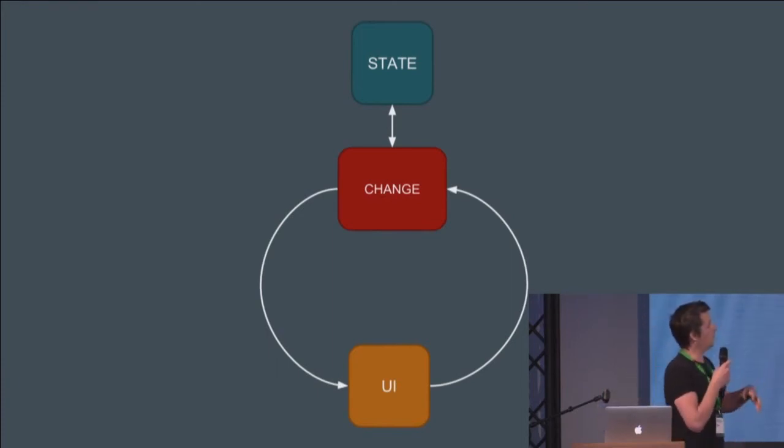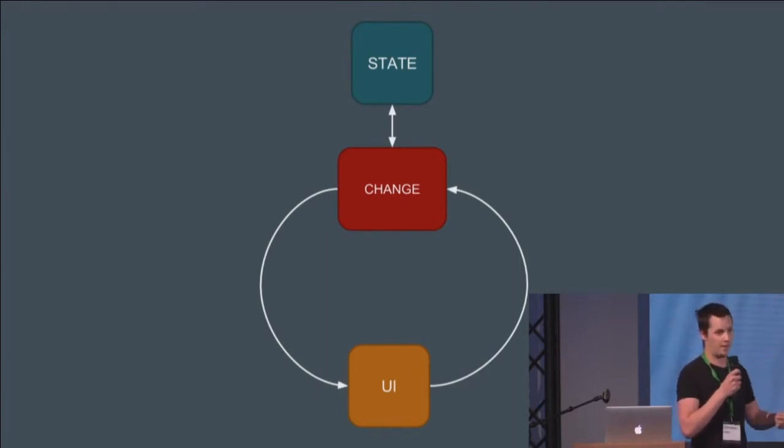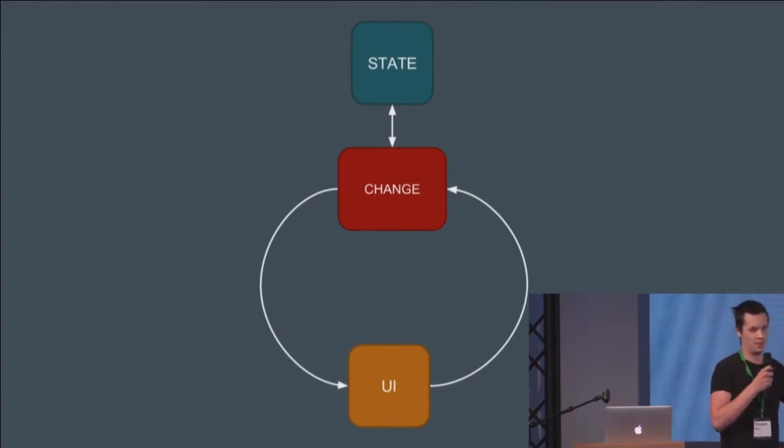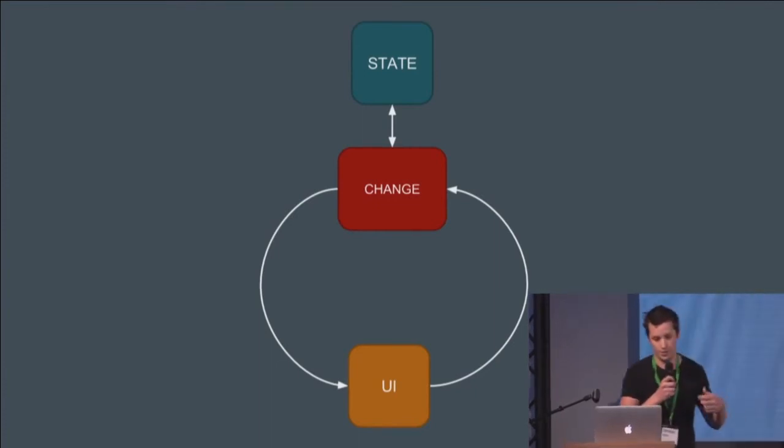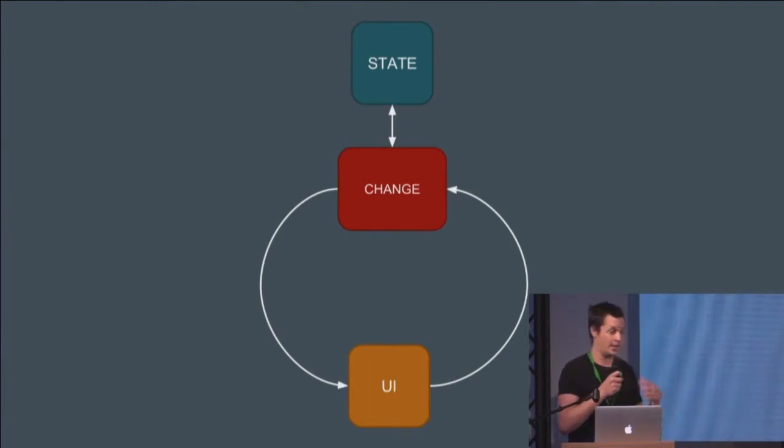So the thing here is that typically with Flux, we do a state change, and that specific state change tells the UI to do a change. That's not how it works in Cerebral. With Cerebral, it's the signal that decides when it's time for the UI to update itself.